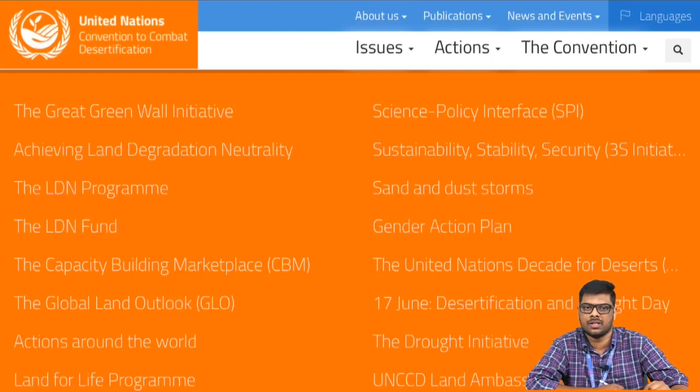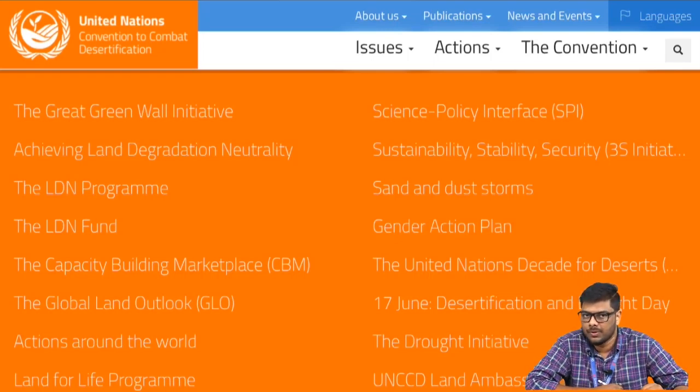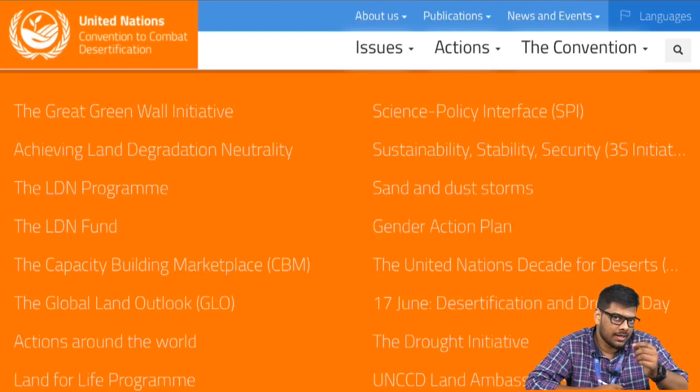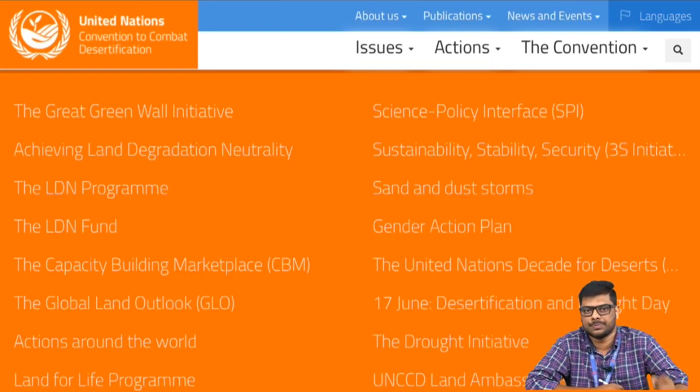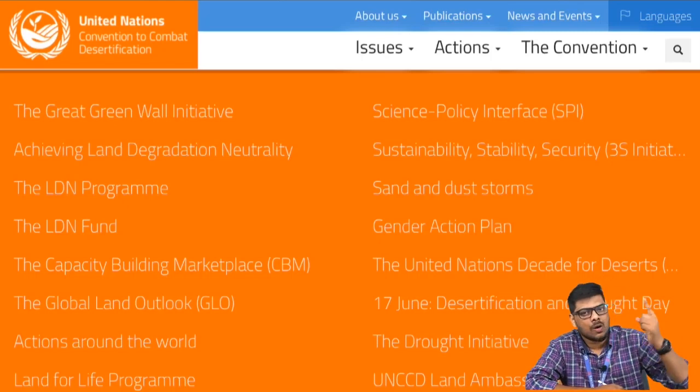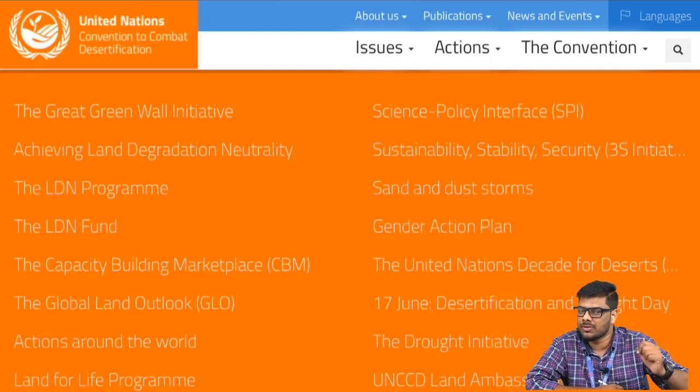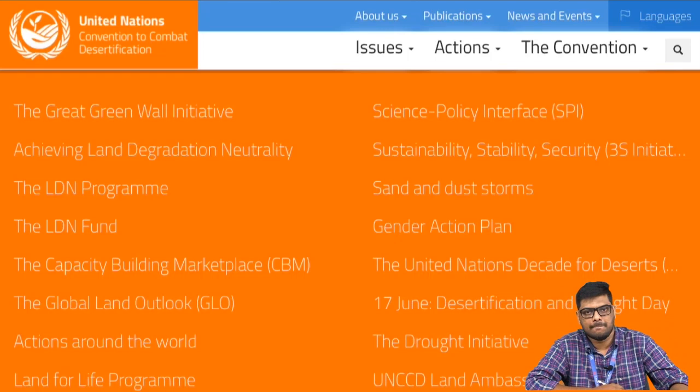UNCCD's latest convention was held in India, and for the first time in the history of UNCCD's conventions, India hosted the summit. Because of that, UNCCD finds special importance this year. So make sure that you read all the details regarding UNCCD and all the outcomes of its 14th Conference of Parties that was held in India in 2019. Please make sure that you read it.